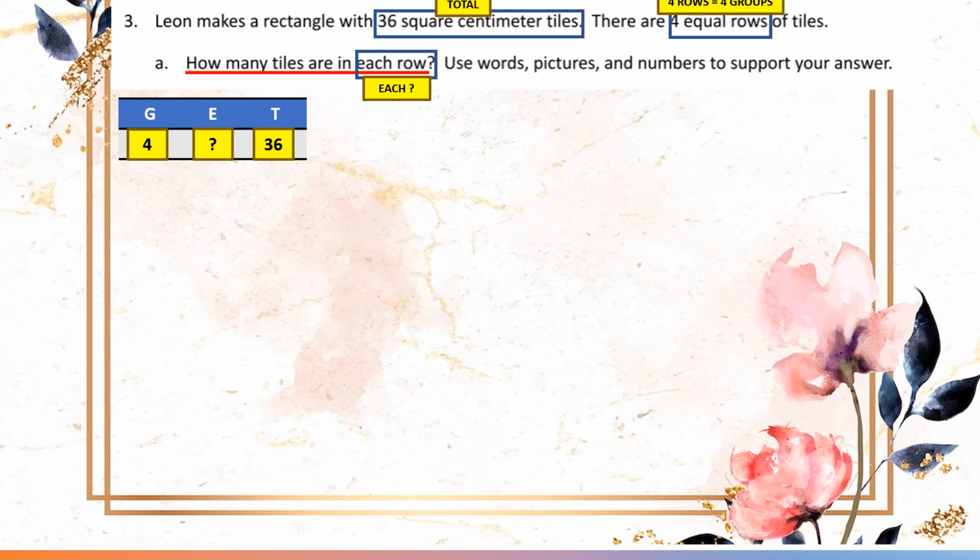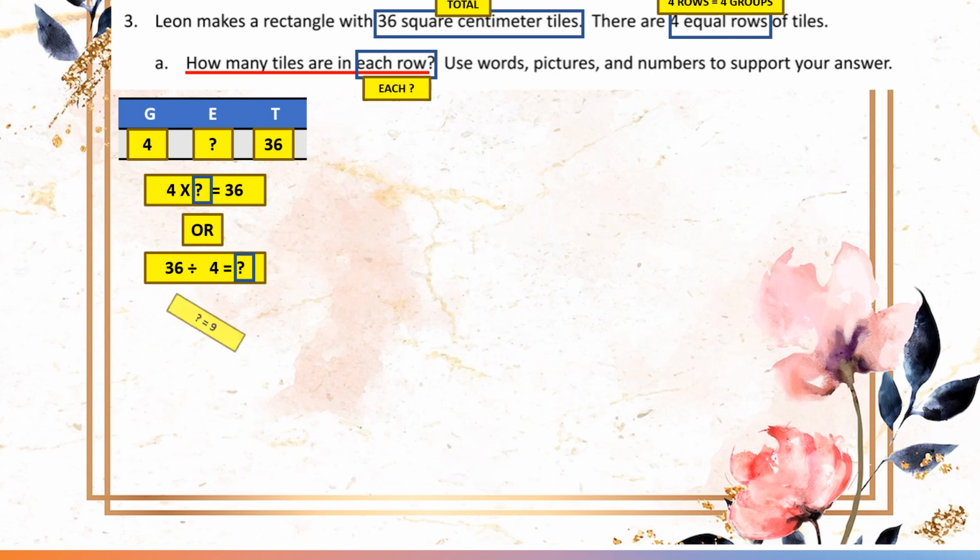Now let's go ahead and set up our equation. If I write it exactly like it is in my Get chart, then that means my equation is going to be 4 times my unknown number equals 36. Or 36 divided by 4 equals my unknown number. Now you can skip count by 4s on your own until you get to 36, or make a ratio table of 4s until you get to 36. Now, what answer did you get?